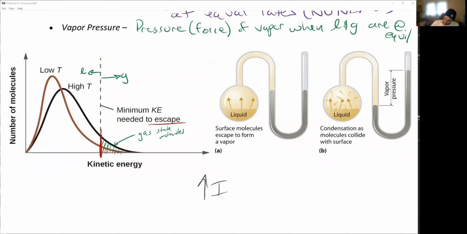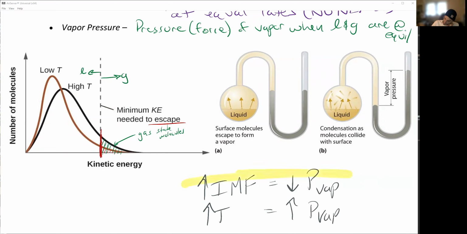Bringing this all back: if I increase the intermolecular forces, they're held together better. Therefore, we get a decrease in vapor pressure. So we have really low vapor pressures for things that hold together very well. But if I increase the temperature, we're going to flatten out that curve and see an increase in vapor pressure. So that's the quick summary of all of this conversation.